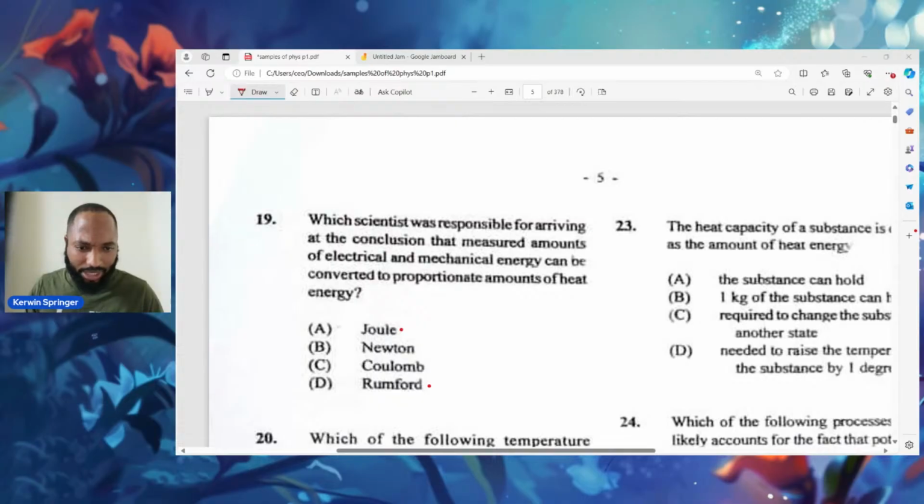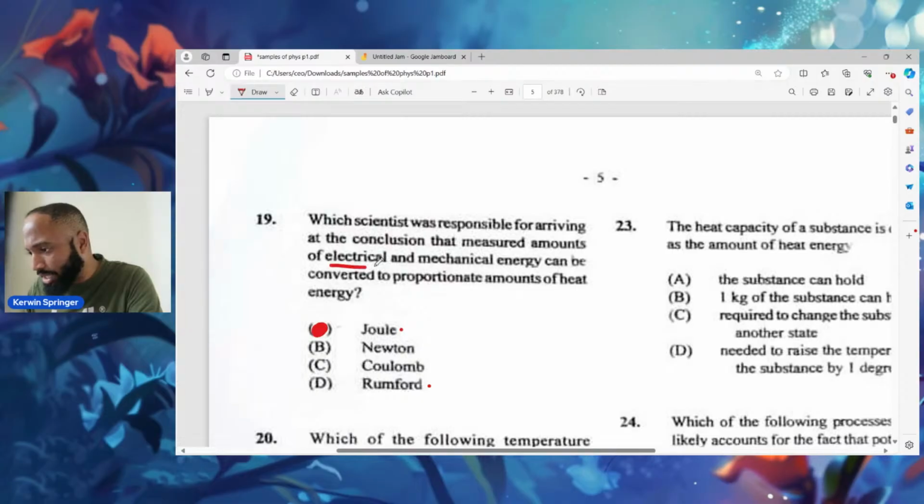What did Rumford do? Let me just get Rumford. What did good old Rummy do? Oh, God. Yeah, he did the thing with the cannons, but he didn't go to the electrical part. So Joule is the man. Joule is the man. So Rummy was the cannon thing, but the electrical part here throws Rummy off.